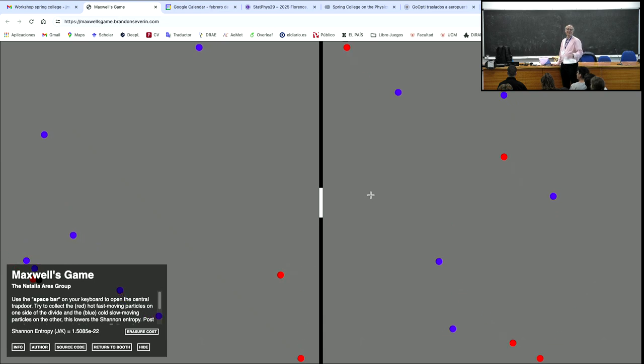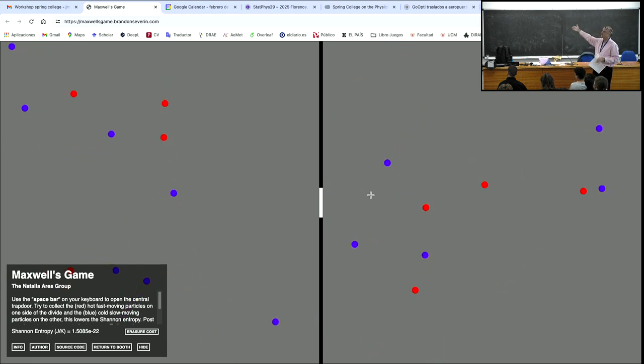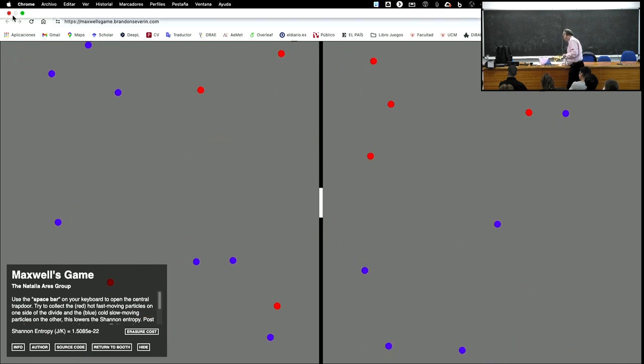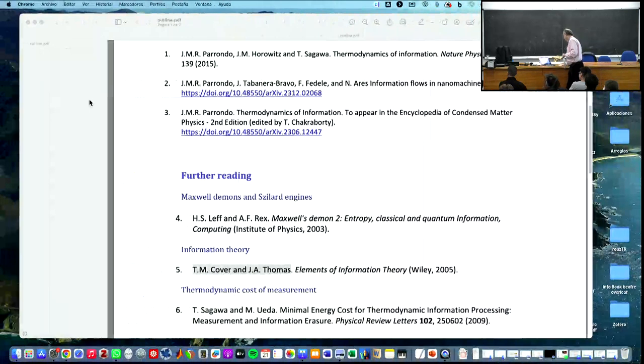Well, I did it. All the blues are very slow, so you have to take very long to move them. But I managed this morning to put all the reds on one side, except one. So you can play with it. And, okay.